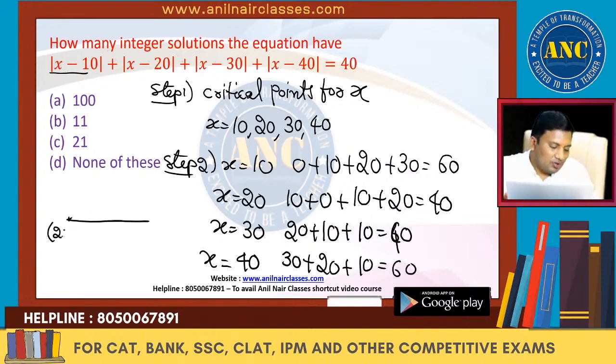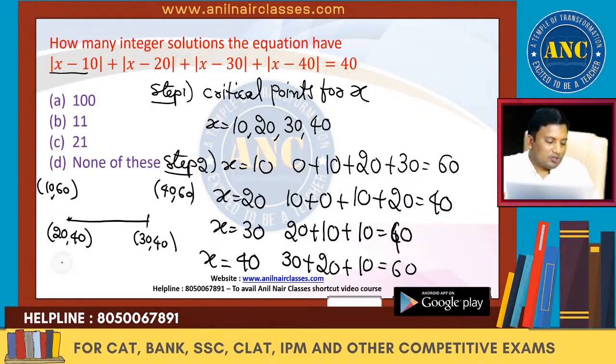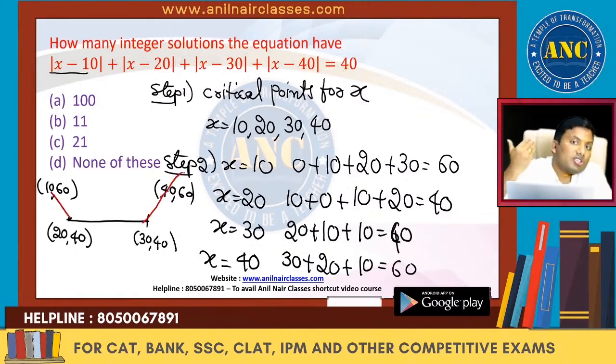At x = 20, y is 40. At x = 30, y is 40. At x = 10, y is 60. At x = 40, y is 60. So the graph is like this. Let us see what is happening if the graph is going upwards, just to prove that there cannot be any other value other than from x = 20 to 30.